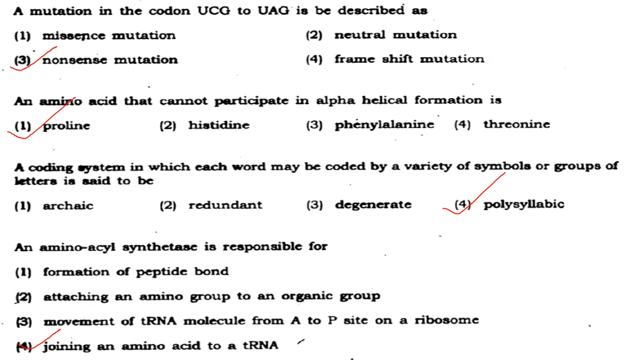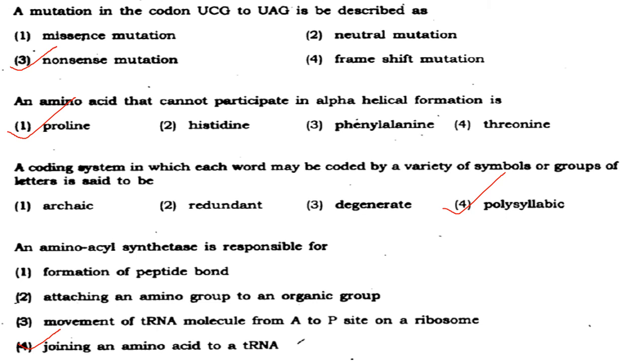Next one. A mutation in the codon UCG to UAG is described as option 1, missense mutation; 2, neutral mutation; 3, nonsense mutation; 4, frameshift mutation. Answer is option 3, nonsense mutation. Next one. An amino acid that cannot participate in alpha helical formation is option 1, proline; 2, histidine; 3, phenylalanine; 4, threonine. Answer is option 1, proline.